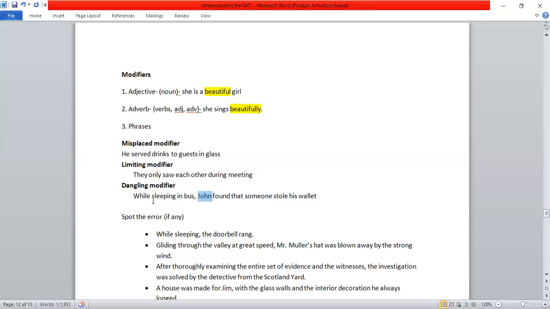John is sleeping in the bus. While sleeping in the bus, John. So I know John is sleeping. John found that someone stole his wallet. Now I know that John found this. It's giving you a complete, clear idea. And that's how you correct the error.